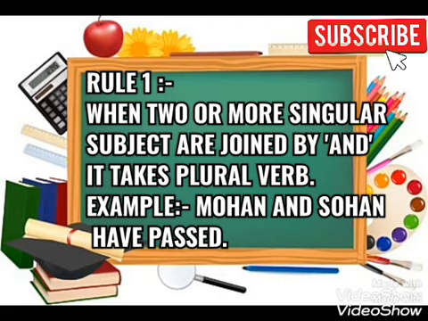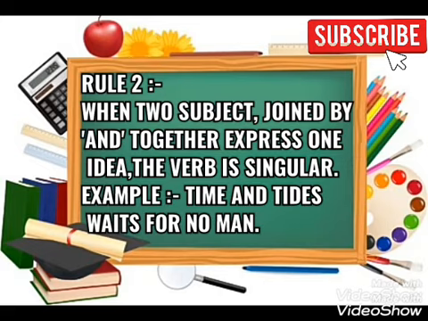When two or more singular subjects are joined by and, they take a plural verb. Mohan and Sohan have passed. Here the subject is Mohan and Sohan, which is plural. So the verb also must be plural. In this case, it is have. Now see the next rule.